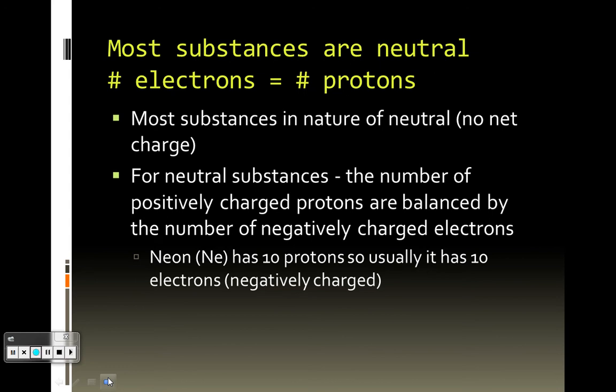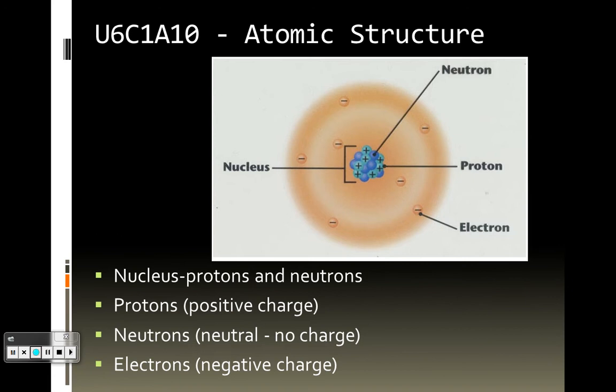The way you should remember it is electrons will equal the number of protons if the atom is neutral. And most substances in nature are neutral. If they're not neutral, somebody needs to tell you it's got a positive charge or it's got a negative charge for you to figure out what's going on with the number of electrons.